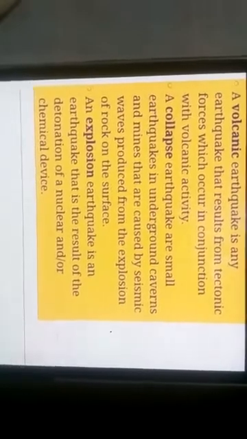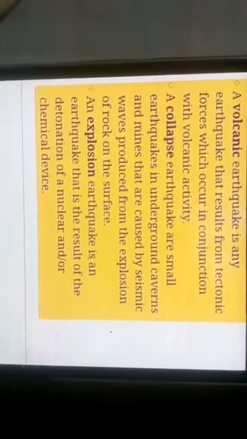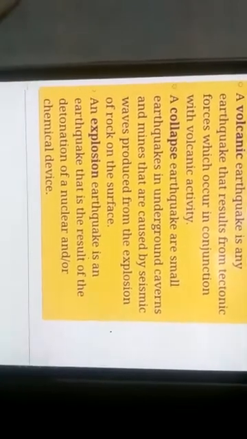Collapse earthquakes are small earthquakes in underground caverns and mines that are caused by seismic waves produced from the explosion of rock on the surface. In a collapse earthquake, wherever mining activity happens, the roof collapses on the ground and causes a release of energy, and this energy causes the generation of an earthquake.